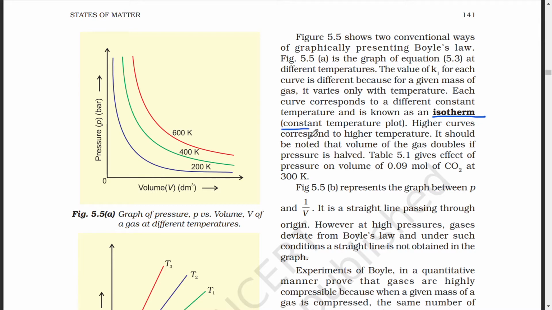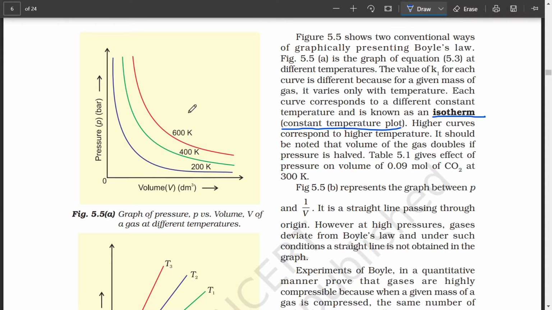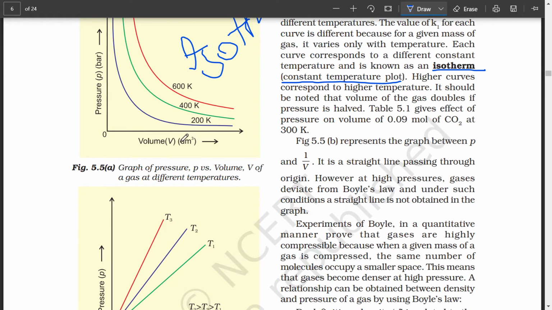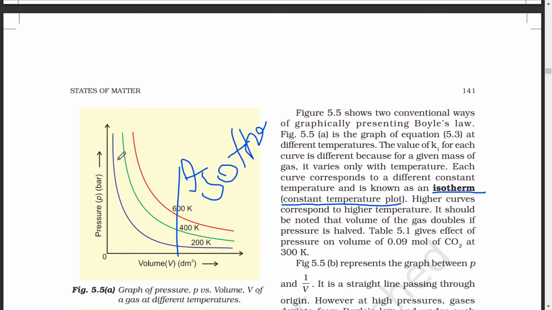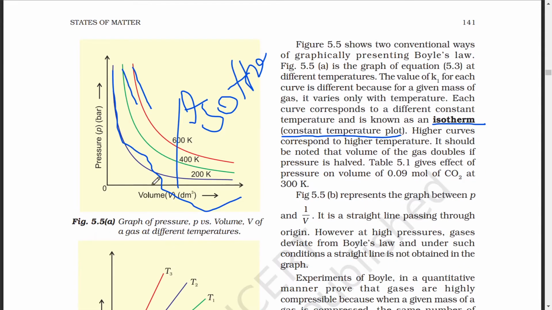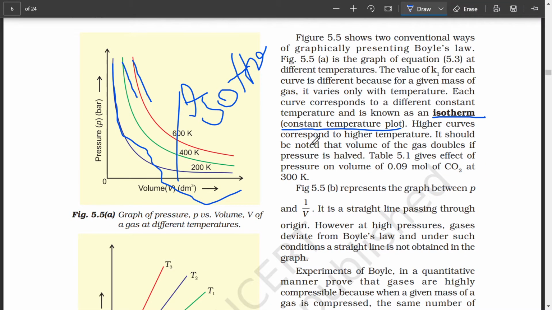So isotherm means any graph made at constant temperature is known as an isotherm. Like this is an isotherm, because it is made at constant temperature, right? Like this complete graph is at 200 Kelvin. This is completely at 400. This is completely at 600. Like that. Higher curves correspond to higher temperature.